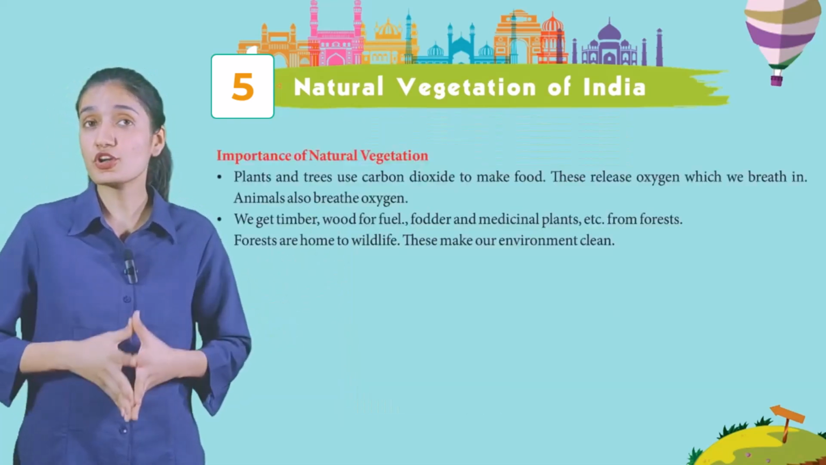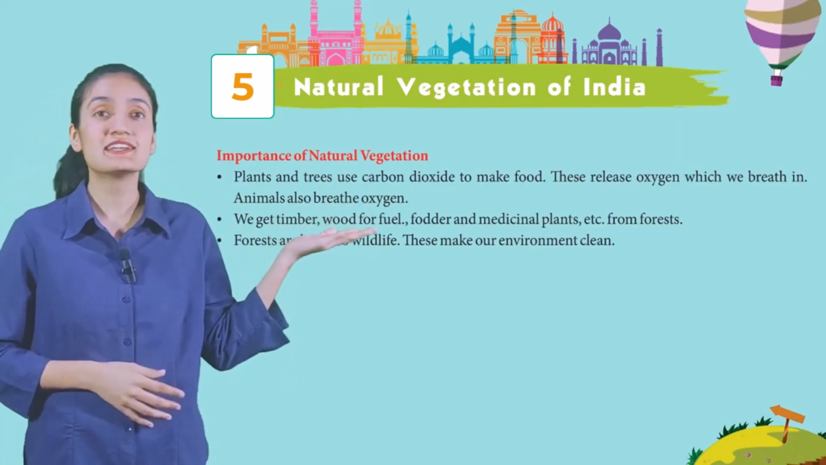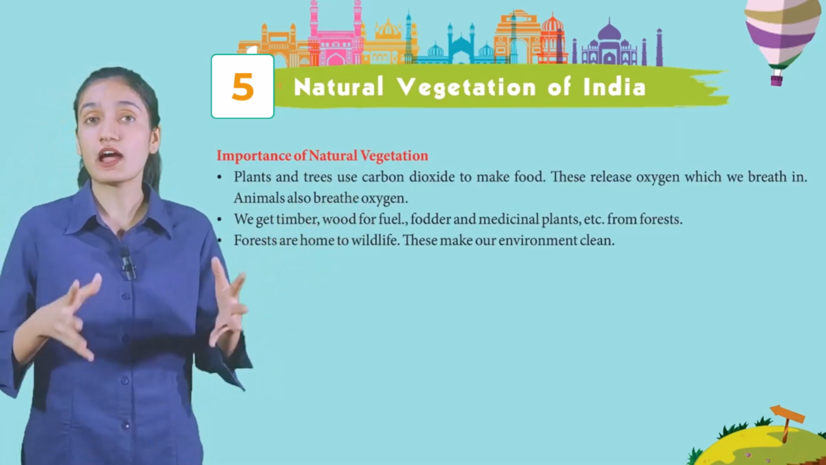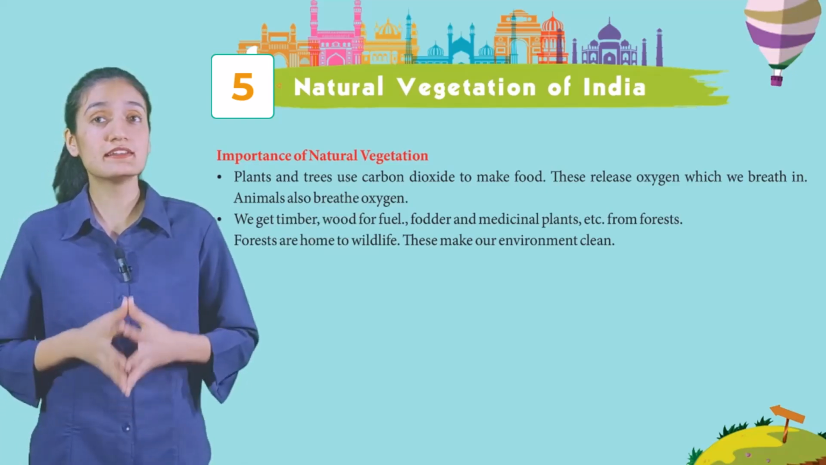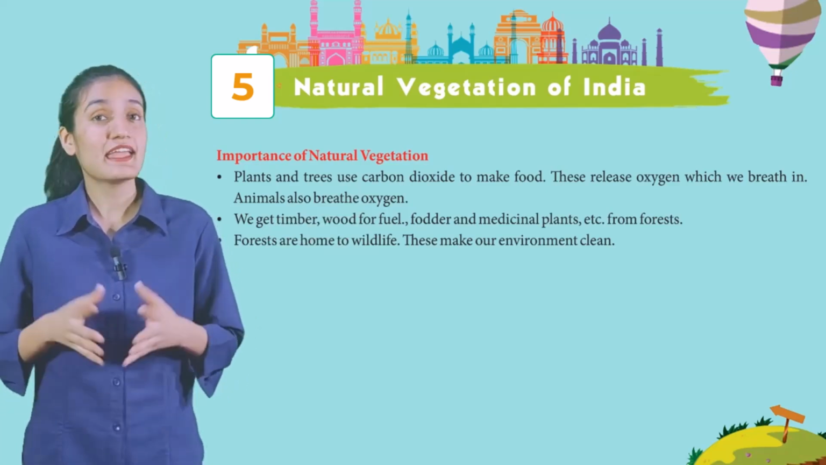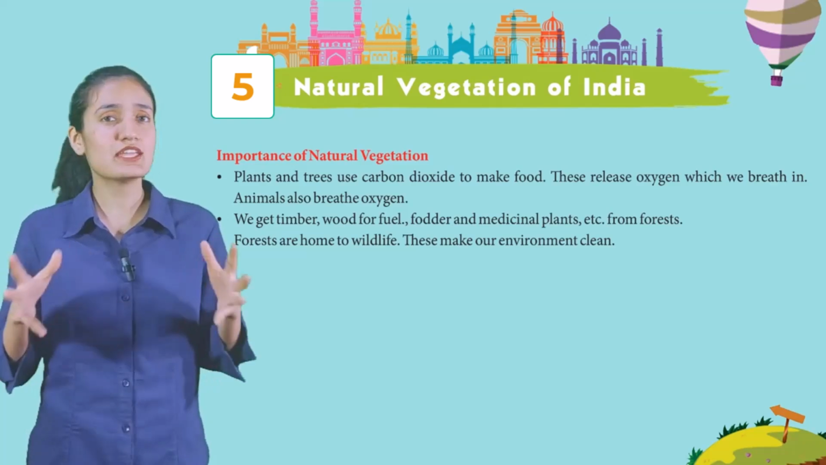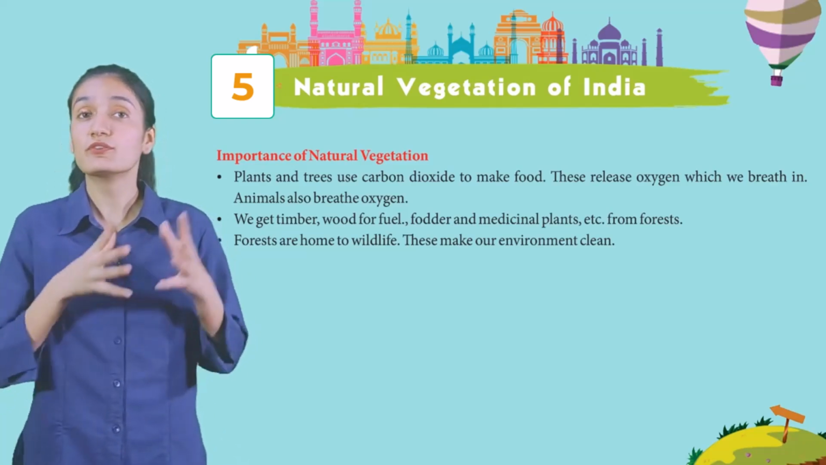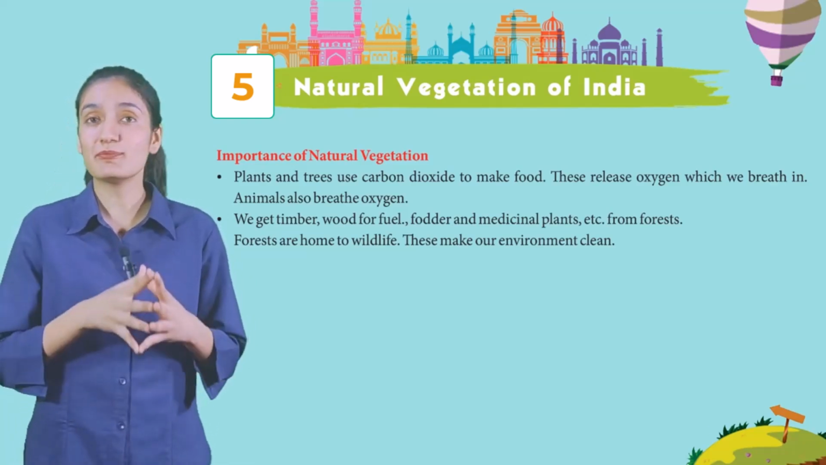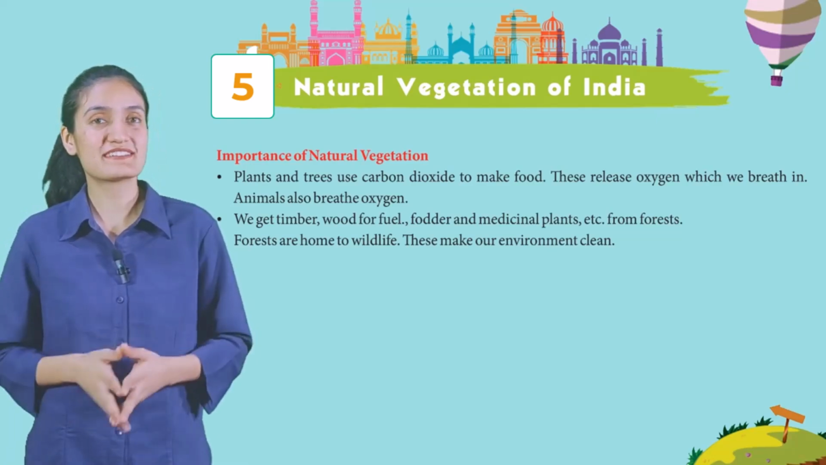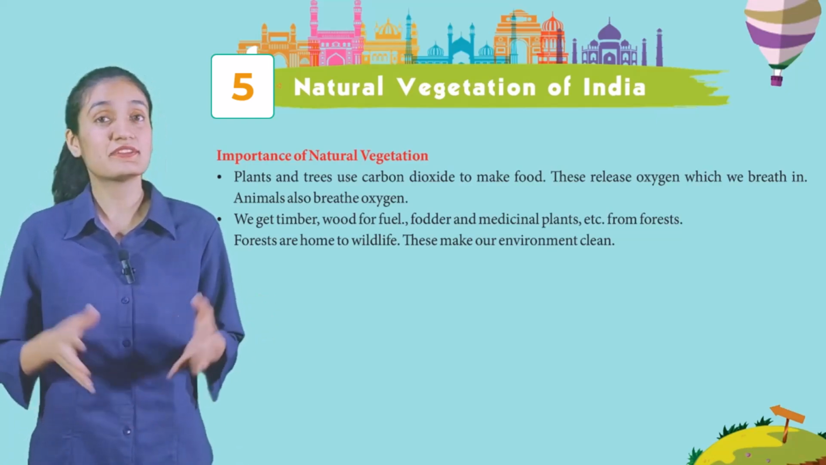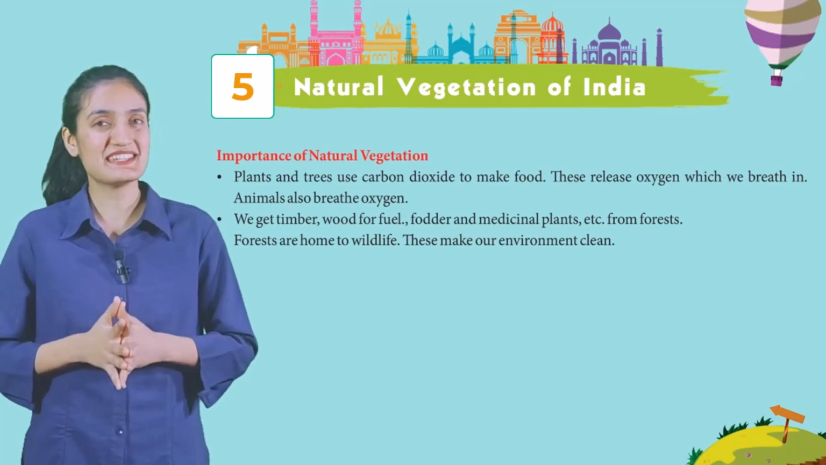Now, what is the importance of natural vegetation? Plants and trees use carbon dioxide to make food. These release oxygen which we breathe in. Animals also breathe oxygen. We get timber, wood, tar, wood for fuel, fodder and medicinal plants etc. from forests. Forests are home to wildlife. These make our environment clean.